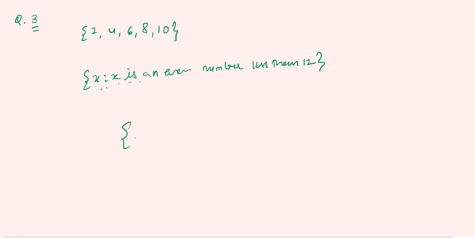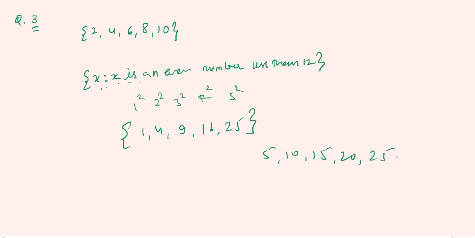Then sixth one, 1, 4, 9, 16, 25. As you can see, these all are squares. 1 square 1, 2 square 4, 3 square 9, 4 square 16, 5 square 25. So you can write X is such that X is a square of natural numbers from 1 to 5. Okay. Then in the last we are having 5, 10, 15, 20, 25, 30. As you can see, these all numbers are divisible by 5. So you can write X is such that X is a multiple of 5 less than 35.